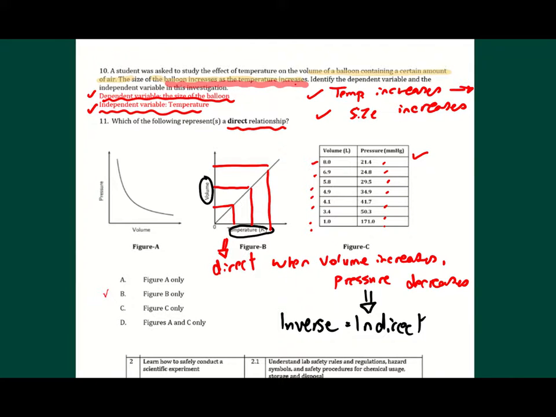The third one is a relation between volume and pressure. As the volume increases, let's take any two readings. As the volume increases, what happened to the pressure? Yeah, when the volume increases from 1 to 2, the pressure decreases from 2 to 1. This means that this relation is indirect. Let's read the question then. Which of the following represents a direct relationship? So only figure B shows a direct relationship. Both figures A and C show an inverse one.